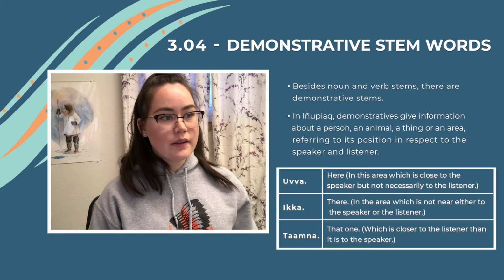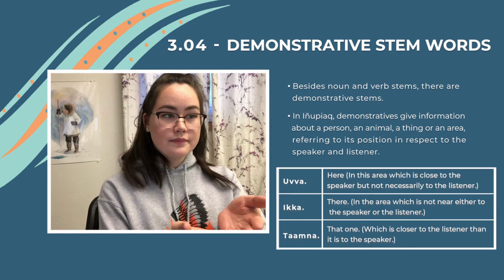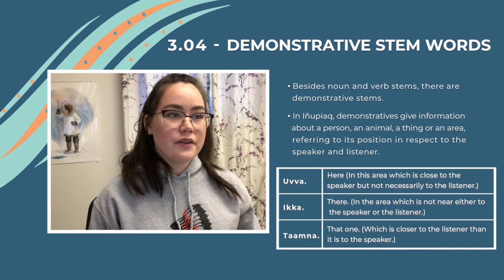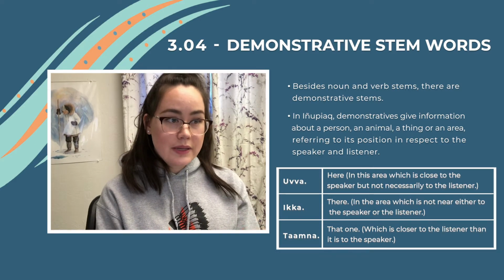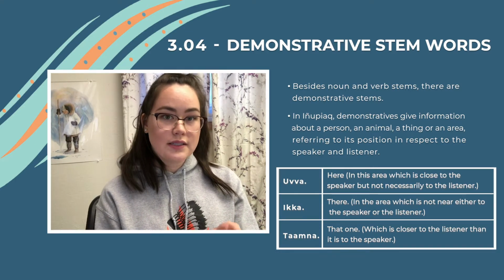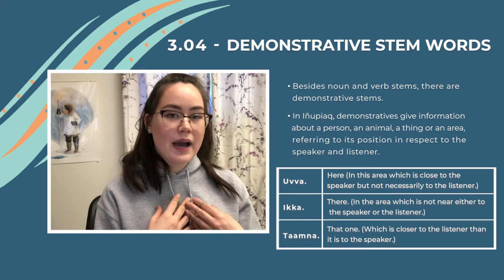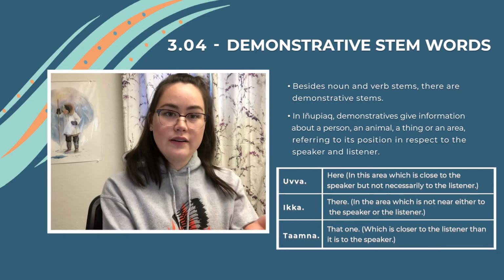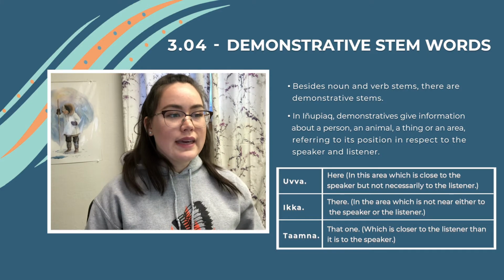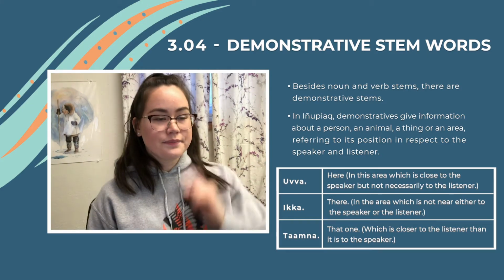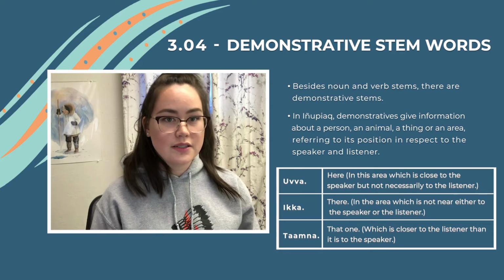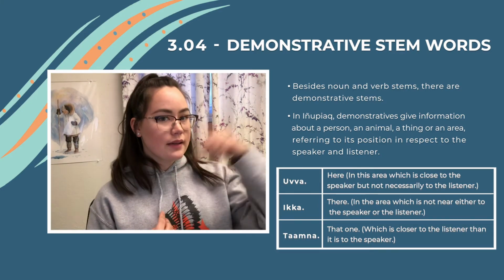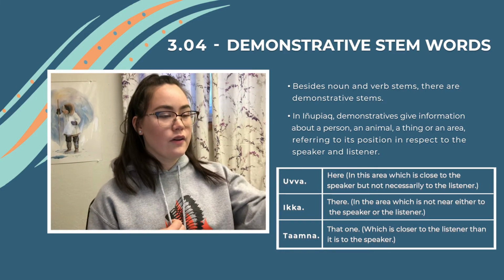For example, uva, here. So when we use this one, it's like in this area, which is close to the speaker, but not necessarily to the listener. So for example, if I'm passing something to somebody, uva, here. Ika, there. In the area which is not near either the speaker or the listener. So for example, if I point to something on the other side of the room, Ika, over there.